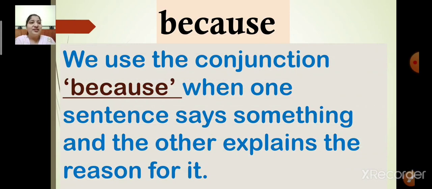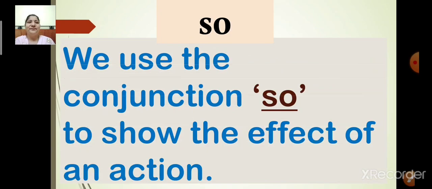We use the conjunction because when one sentence says something and the other explains the reason for it. We use the conjunction so to show the effect of an action.